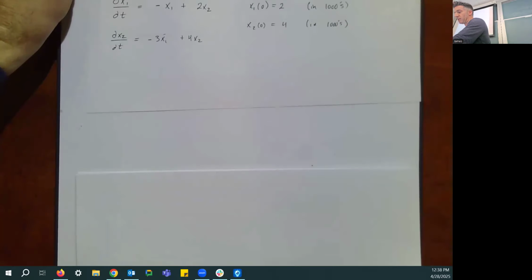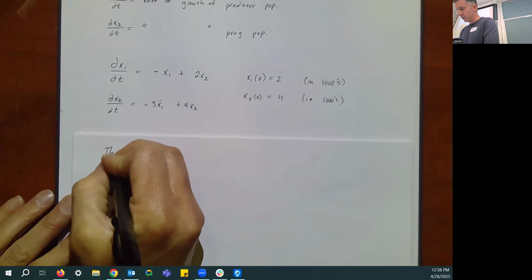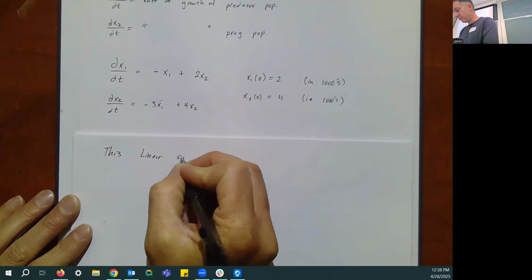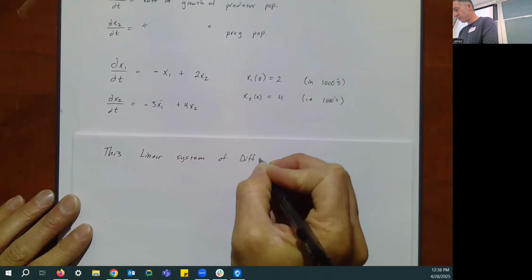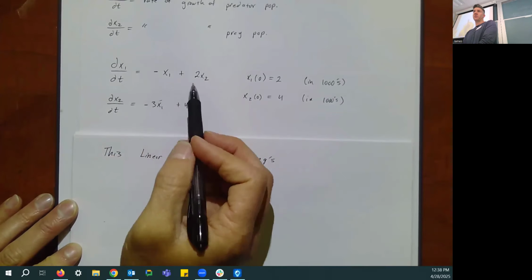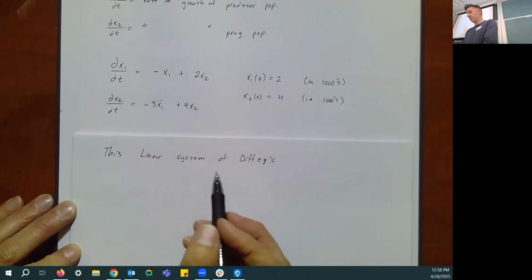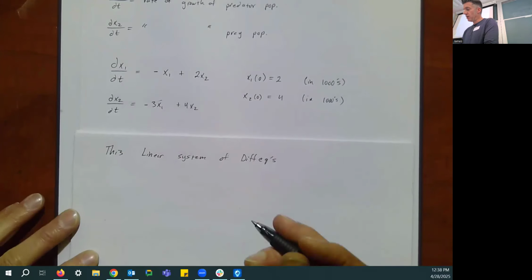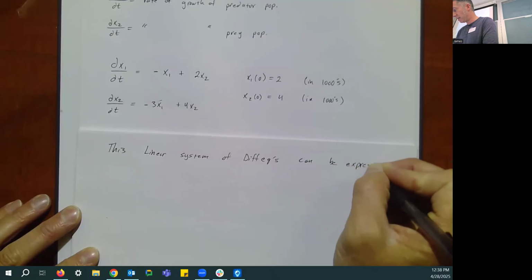So here's how this linear system of differential equations can be rewritten. I should write the words: this linear system of differential equations. Linear because each variable is only raised to the first power, not squared, not square root, nothing funky like that. And differential, obviously, because we have a derivative equal to something based on the variables. This can be expressed using a matrix.